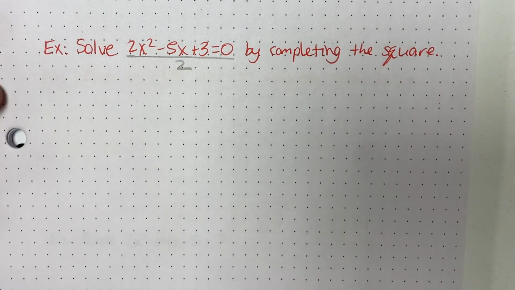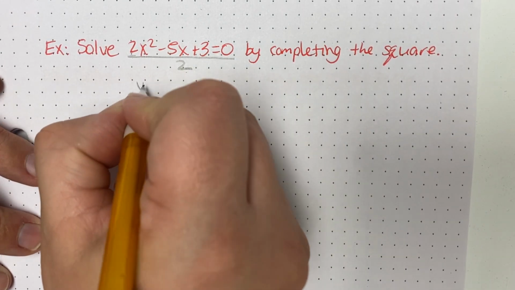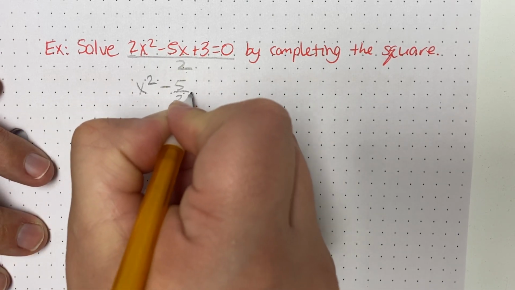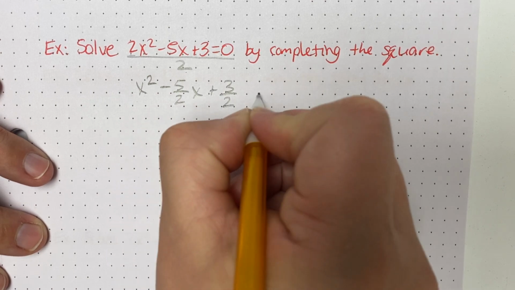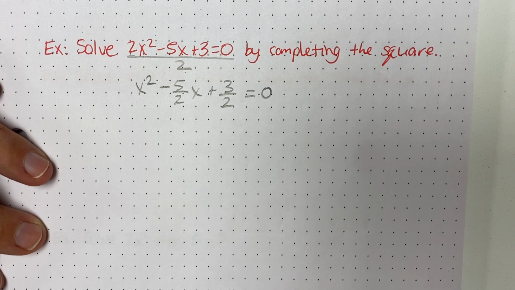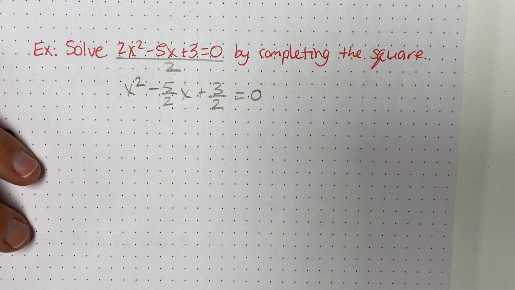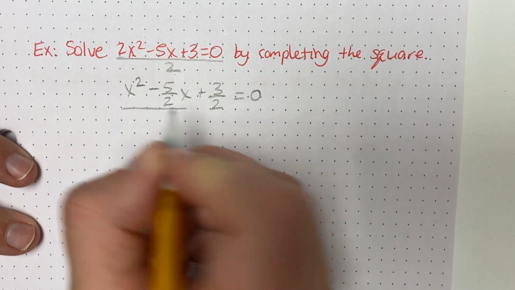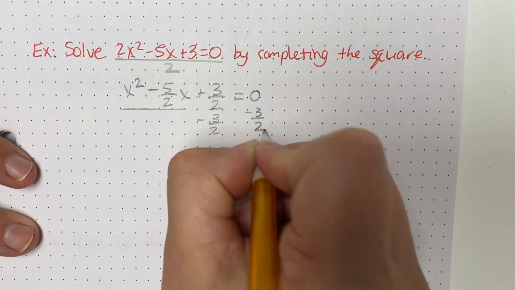Okay, so 2 divided by 2 is just 1. 5 divided by 2 is 5 over 2x. 3 divided by 2 is 3 over 2. 0 divided by 2 is 0. Then we go about doing our problem from above. So step 1, we want to get these 2 pieces by themselves. So I'm going to subtract that 3 halves from both sides.